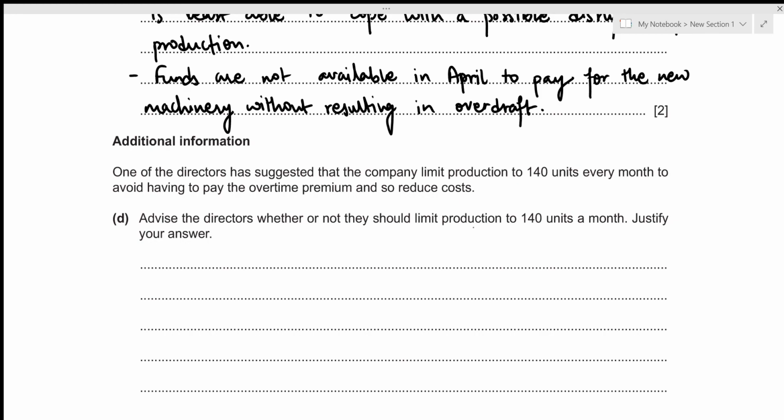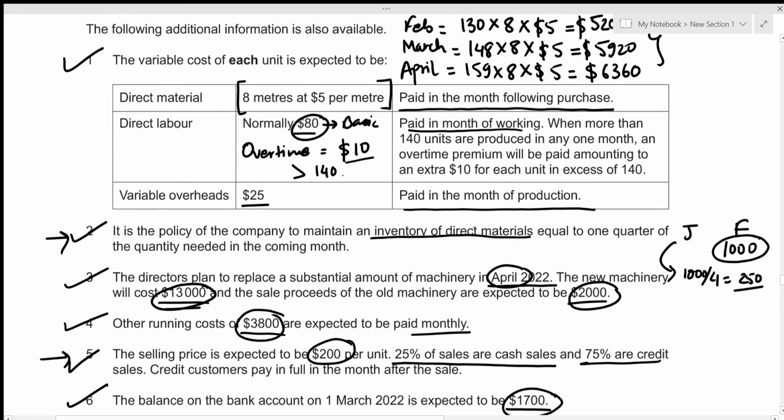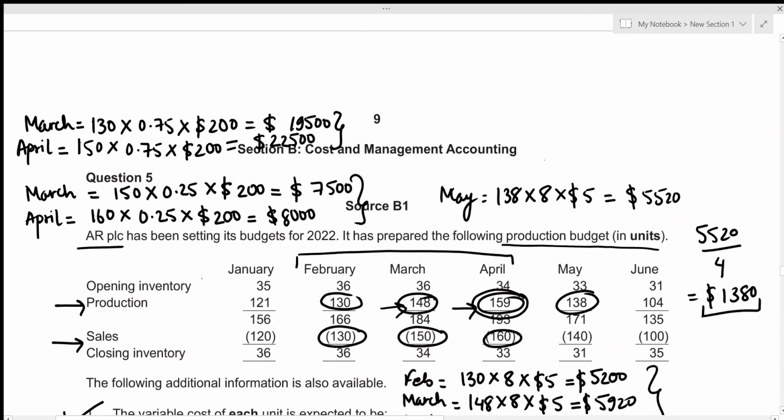So let's have a look at our production budget first. If we limit our production level to 140, that's going to be the production level for 6 months, right? So that's 140 times 6. This gives the total units to be produced in these 6 months, which is 840 units. And we also have an opening inventory of 35 for the month of January. So if we add that, that results in 875 units available for the first 6 months of the year 2022. So let's add up the sales amount.